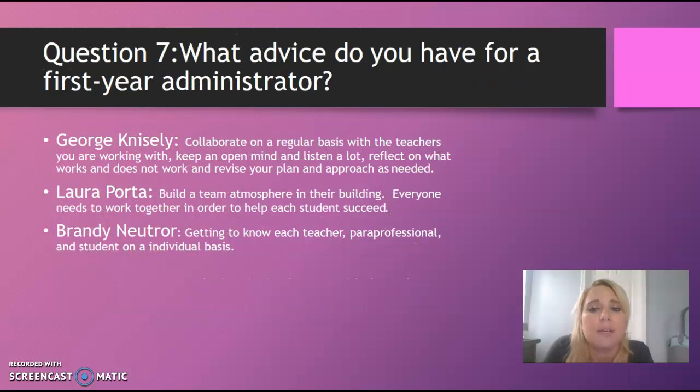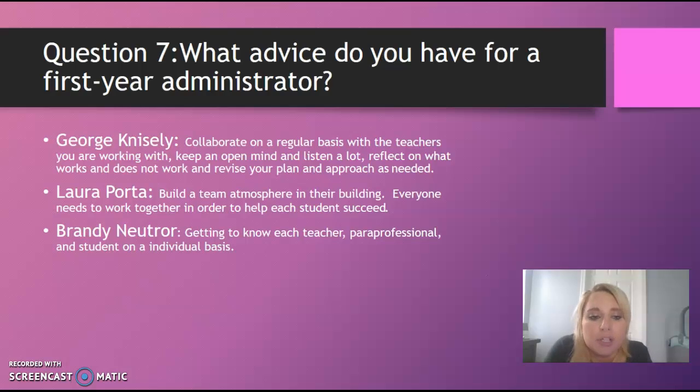Question 7, what advice do you have for a first-year administrator? George just mentioned keeping an open mind, listening a lot, and reflecting, getting to know your staff. Again, I think that is very important. My first year at the middle school, he definitely went above and beyond to get to know my teaching style and my needs as a new teacher at his school.